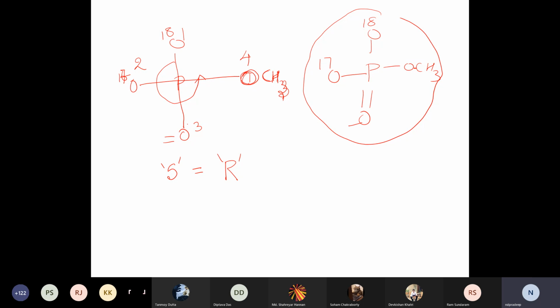Now how to convert this to Fischer? You guys know it, but still I will refresh your mind. The simple rule is that take this one, which is a simple line, as your vertical line, COOH and CH3, that will be yours.